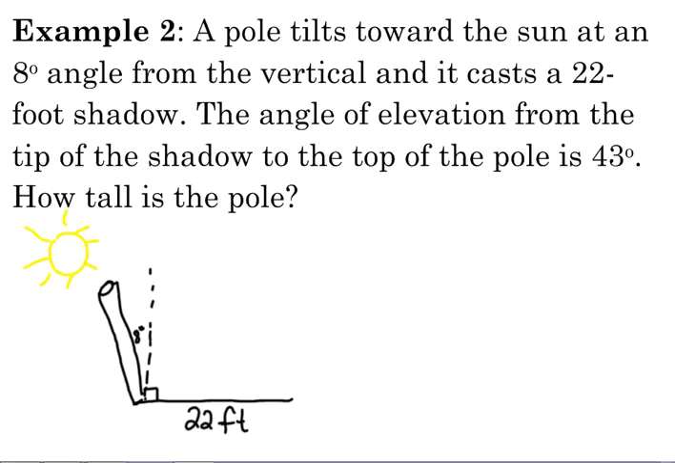The angle of elevation from the tip of the shadow, that would be down here, to the top of the pole, angle of elevation is what you look up from the horizontal, is 43 degrees. Okay, the question is, how tall is the pole? We're looking for the height of the pole right here.